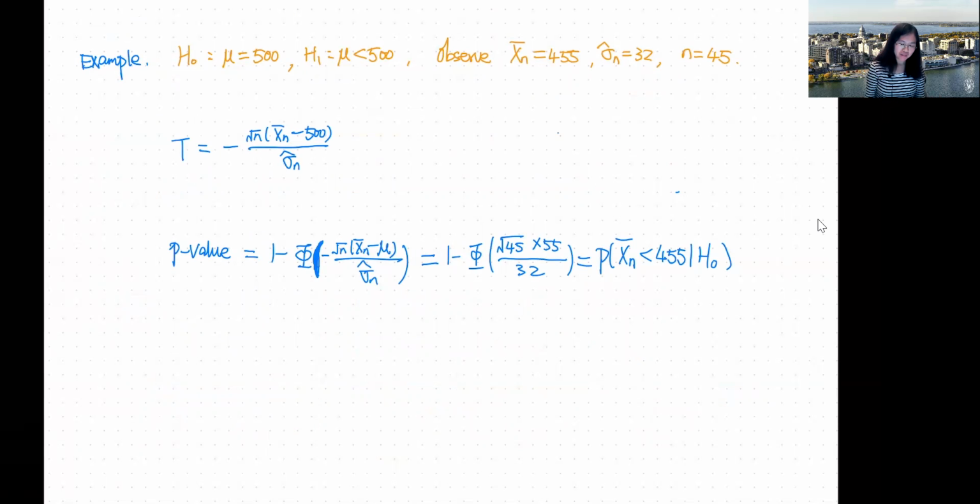In fact, for the battery runtime example, we have already calculated the p-value at the beginning of the previous video. The informal calculation of the probability that Xn bar is less than 455, that was in fact the p-value. And we have already calculated that, and that is less than 0.001. So that's very small. Remember, that is about 1 minus phi of 9.4, which is very small. So the p-value calculation for this example also provides very strong evidence against the null hypothesis that mu equals 500.